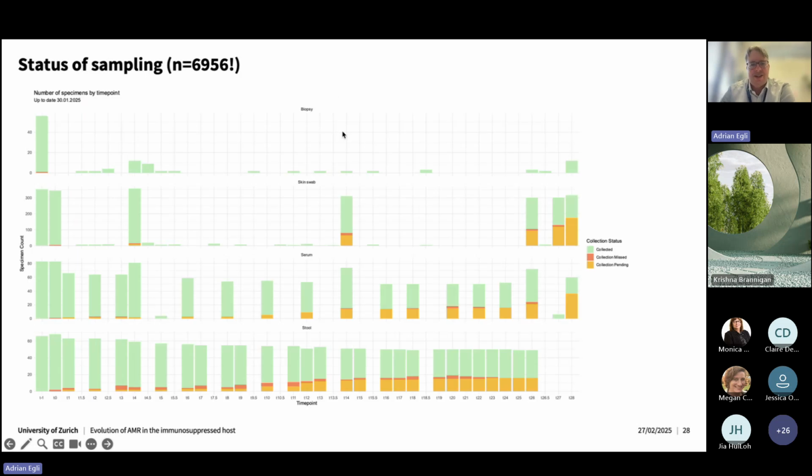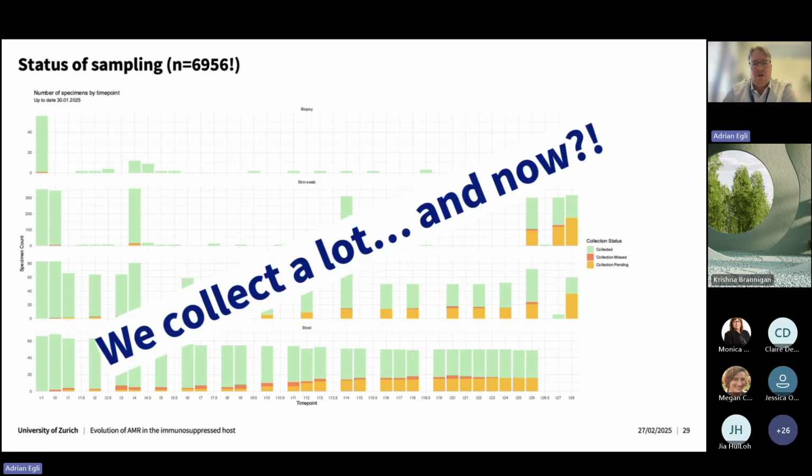Good. The amount of samples we generate in this study is ridiculous. You can imagine we have so far almost 7,000 samples collected. So here you see the biopsies. You have here then the skin swabs, the serum samples, and the stool samples which are collected. And then obviously when we plate them out, additional subsamples are generated, and you will later on see what the students do. They then even start to pick individual colonies.